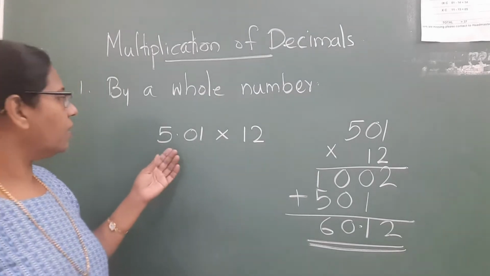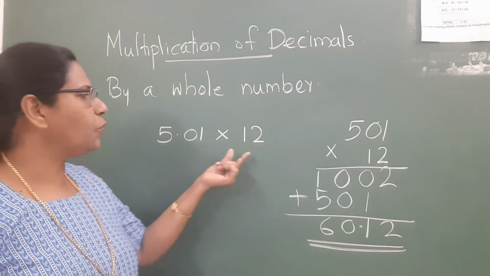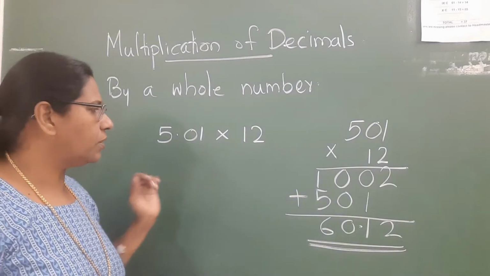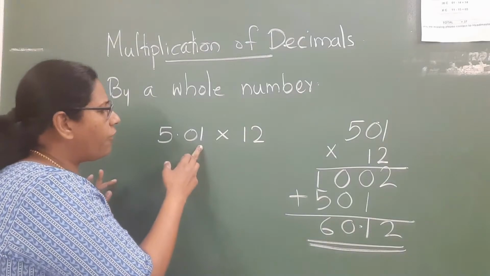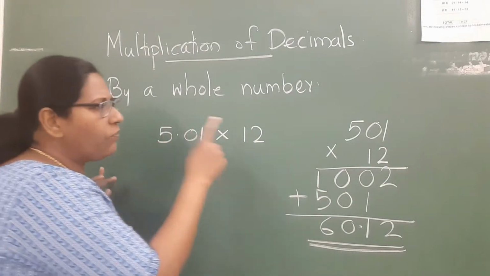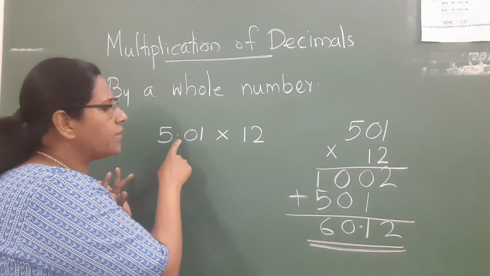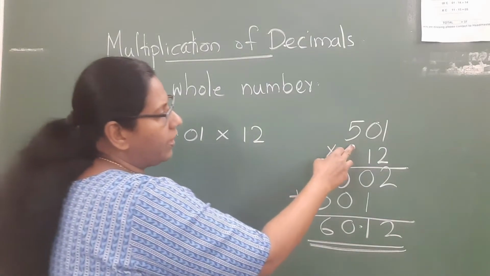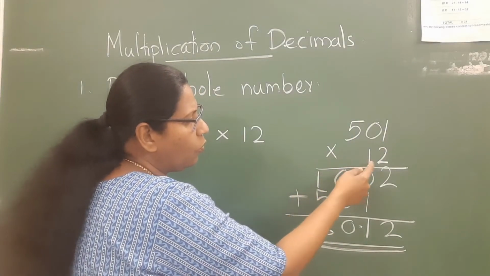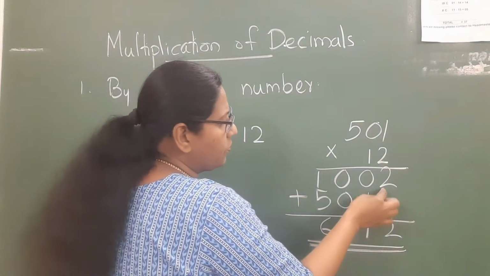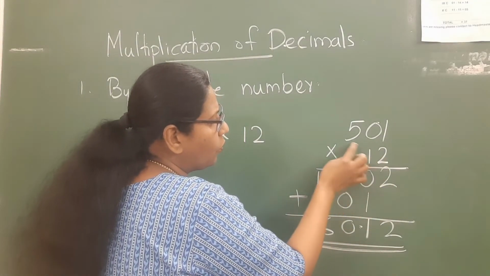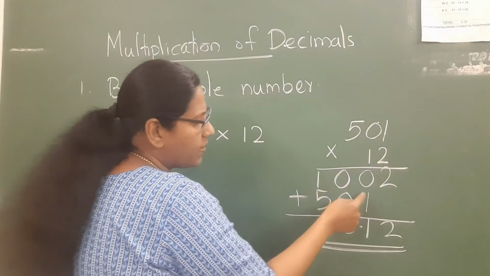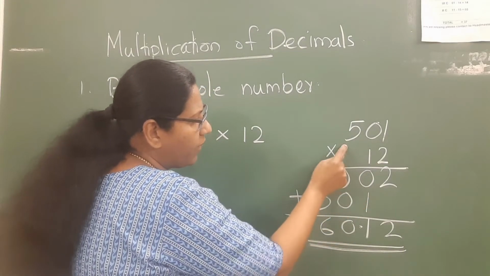So here, 5.01 into 12. Here is decimal and here it is 2 digits. Now decimal after 2 places. Now when we do multiplication, we will ignore this decimal and then we will do multiplication. So write 501, 501 into 12. 2 ones are 2, 2 zeros are 0, 2 fives are 10. Now in tens place, 1 ones are 1, 1 zeros are 0, 1 fives are 5.